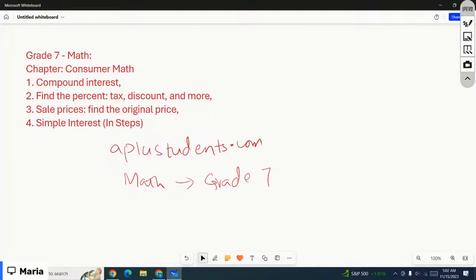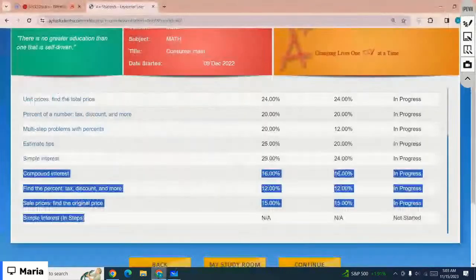And the lessons we're going to cover today are compound interest, find the percent tax discount and more, sale prices, find the original prices, and simple interest. So let's just start with the first lesson. So we have already started the chapter. We know what is the simple interest, right? We did the simple interest in the last lesson. So today we are going to see what is the compound interest. So what do you know about the compound interest?